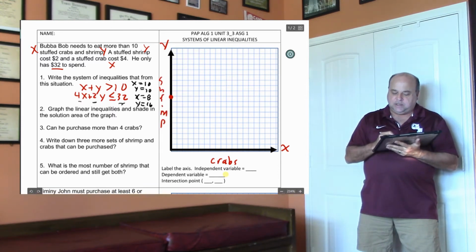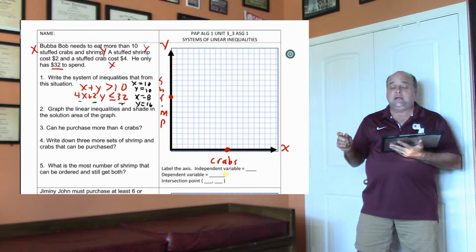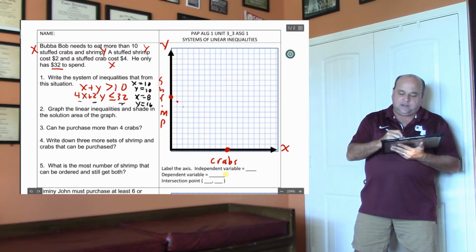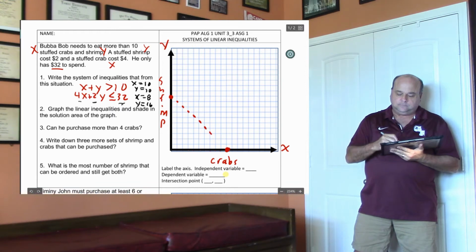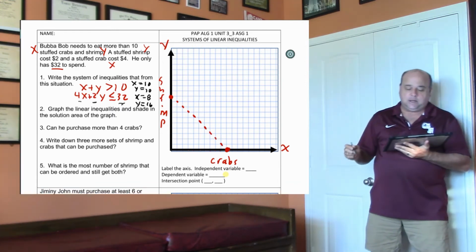And then this needs to be 10: 1, 2, 3, 4, 5, 6, 7, 8, 9, 10. So we're going to bullet that in. And he wants to do more than 10, doesn't he? Notice our slope is going to be 1. So this is going to be a dashed line that goes down through here. Okay, now then, we're not going to shade yet.